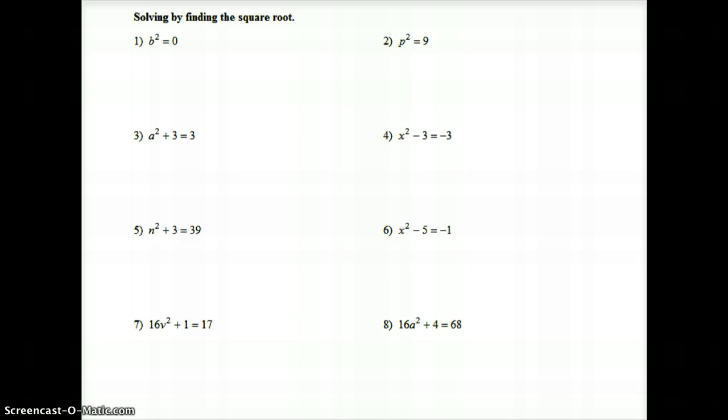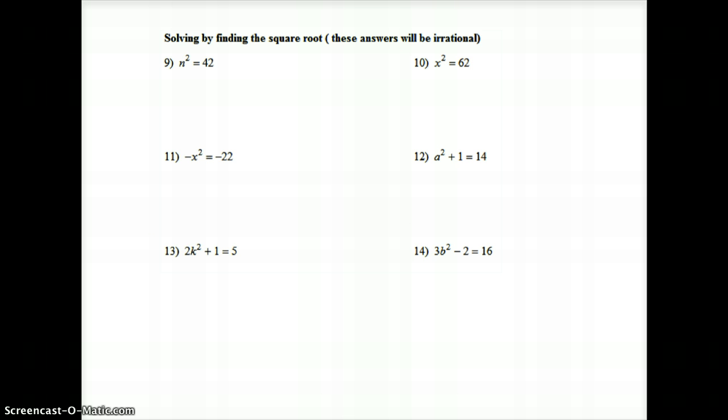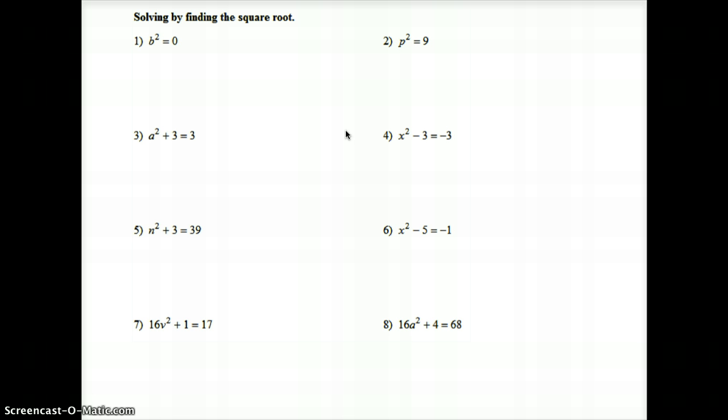Remember, you're going to square root both sides for question number 1 and 2. For number 3 and 4, you're going to move those 3's first. They're not always going to be equal to 0 in this case. Some of them are already equal to something else. But again, you're going to isolate that variable. Or you can use one of these. These are going to be irrational, so that means you're not going to get a whole number. You're going to get a number that remains inside a square root. So choose one of these problems for your presentation, anything 1 through 14.